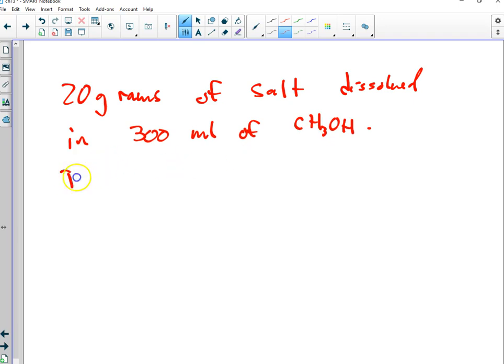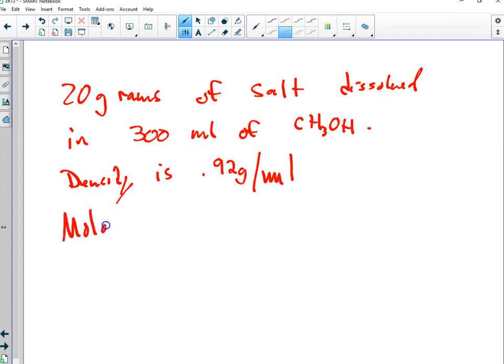Okay, and then in these problems, if you are solving for molality, you must know the density of the solvent. The problem has to tell you. We'll say the density is 0.92 grams per milliliter. So the question would then say, what is the molality and what is the molarity?